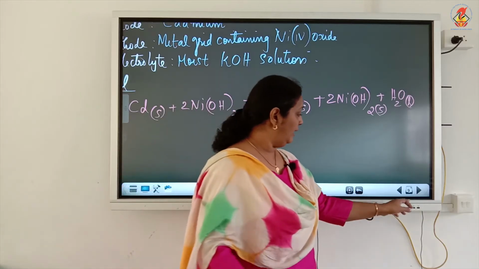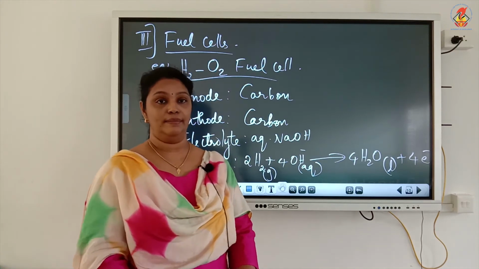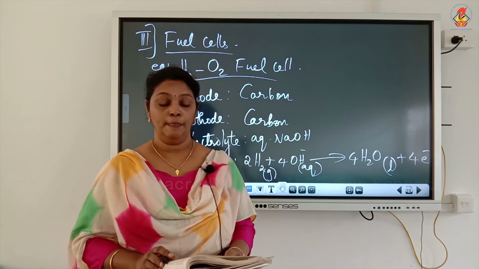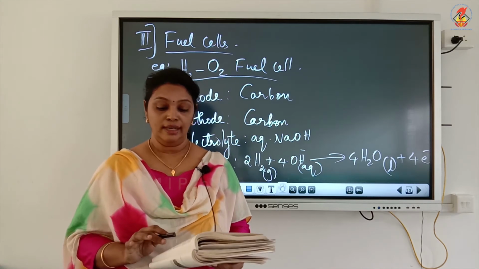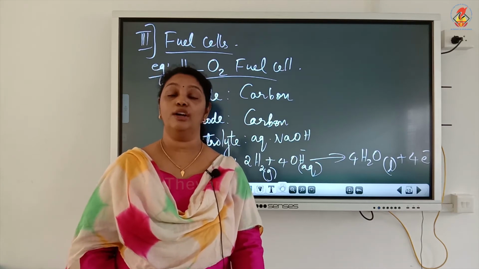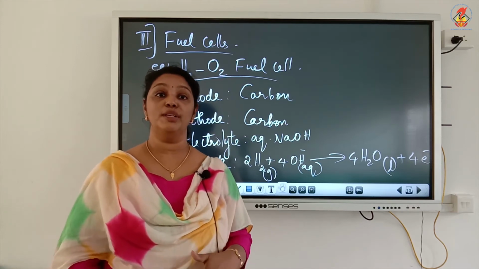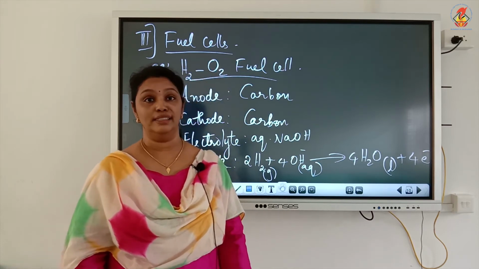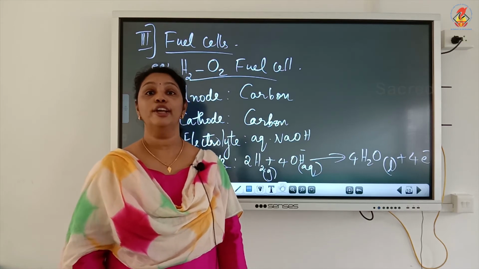Now, the next type of cell is fuel cells. Now what are fuel cells? Fuel cells are galvanic cells that are designed to convert the energy of combustion of fuels like hydrogen, methane, methanol, etc. directly into electrical energy. They are called fuel cells. So in fuel cells, the chemical energy produced during combustion of fuels like hydrogen, methane, methanol is converted into electrical energy. And we have to study one example for a fuel cell, that is hydrogen oxygen fuel cell.